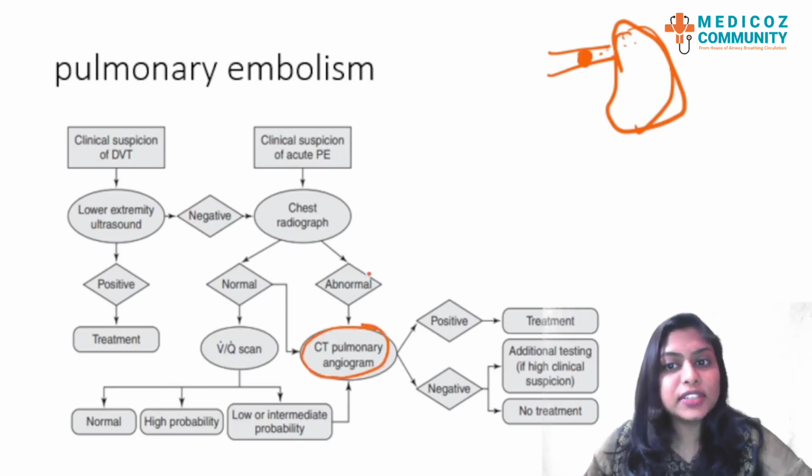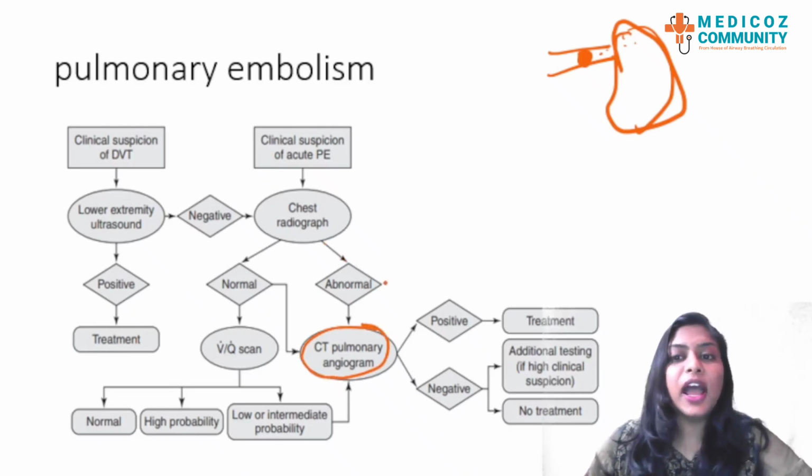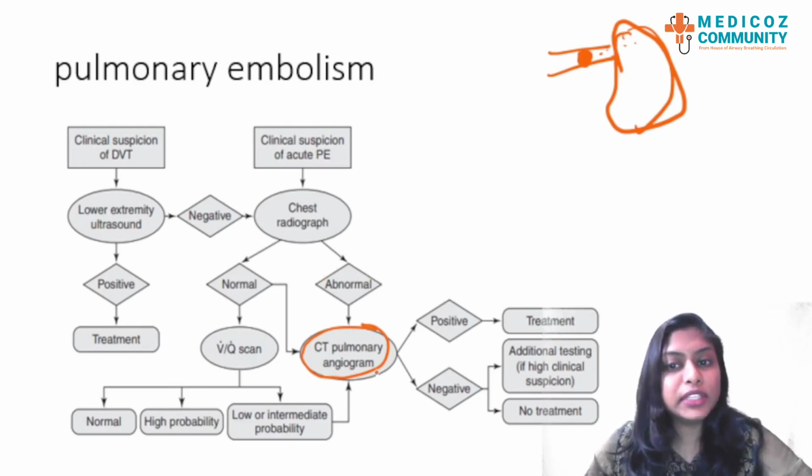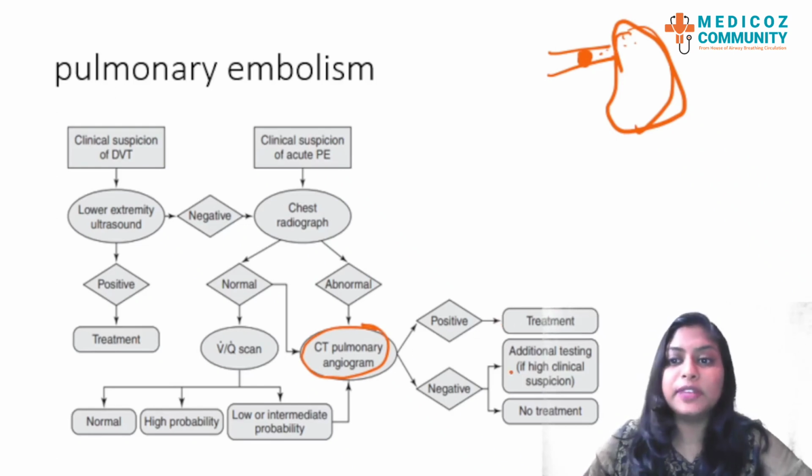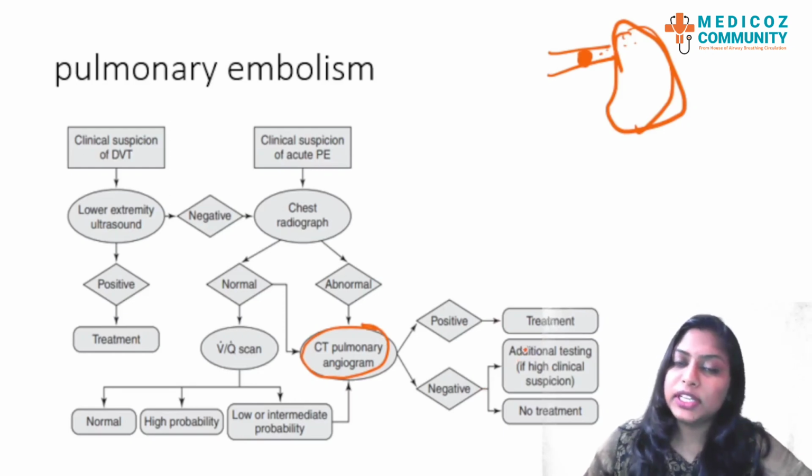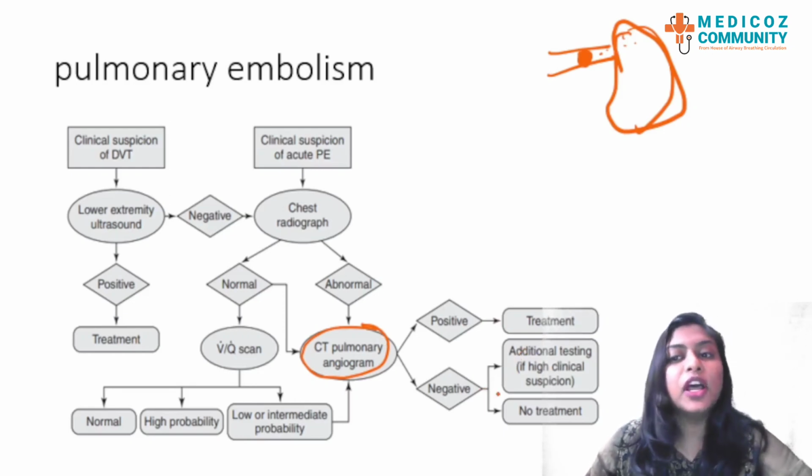And if the chest X-ray is abnormal, we'll see about the signs which are very classical, but always remember, if it is a normal chest X-ray, it does not exclude a pulmonary embolism. If the chest X-ray is abnormal, you have to do a CT pulmonary angiogram. If it is positive, we'll go for treatment. If it is negative, depending upon the clinical signs and symptoms, we will go for additional testing or no treatment.